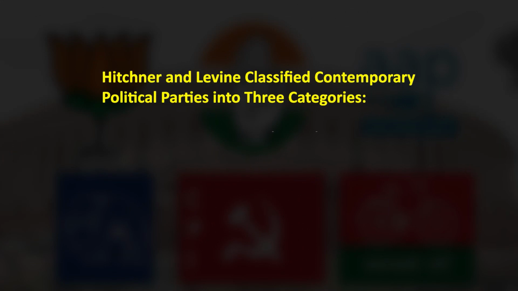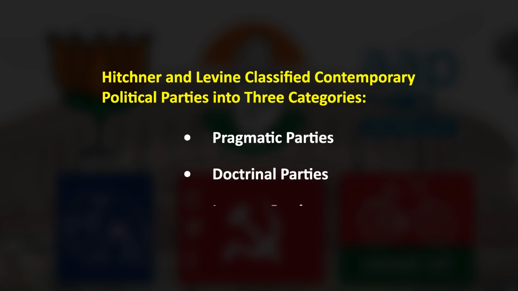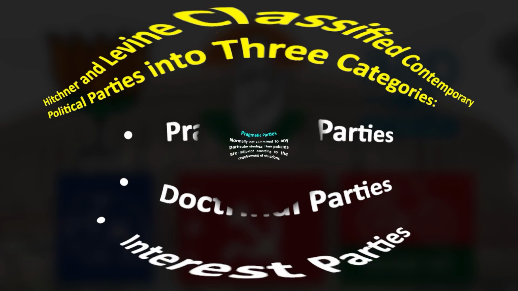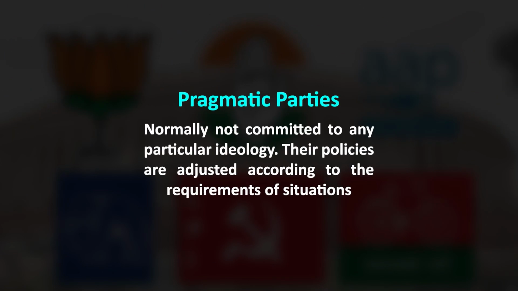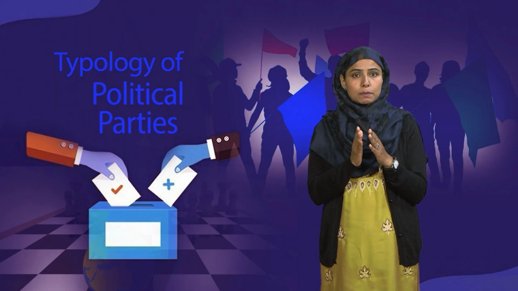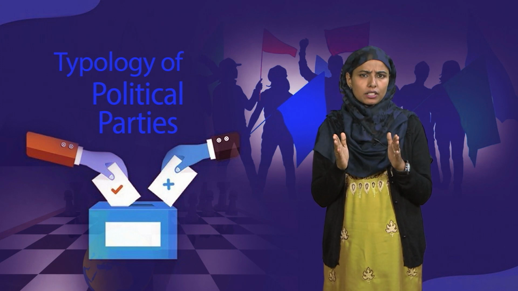Hitchner and Levine classified contemporary political parties into three categories. These are pragmatic parties, doctrinal parties, and interest parties. Pragmatic parties are normally not committed to a particular ideology. Their policies are adjusted according to the requirements of the situation. Most of these parties are usually influenced more by the leader of the day and less by the party ideology.